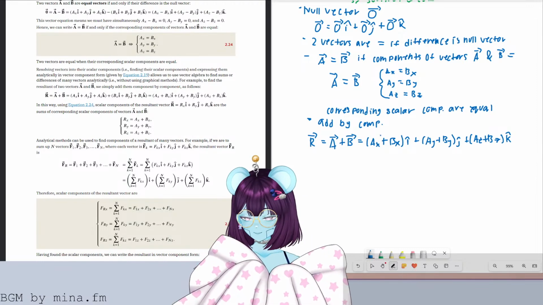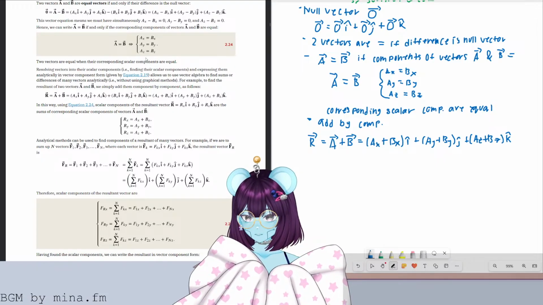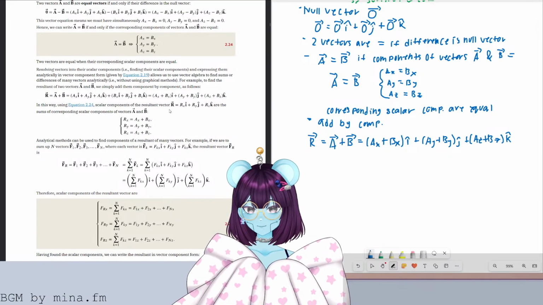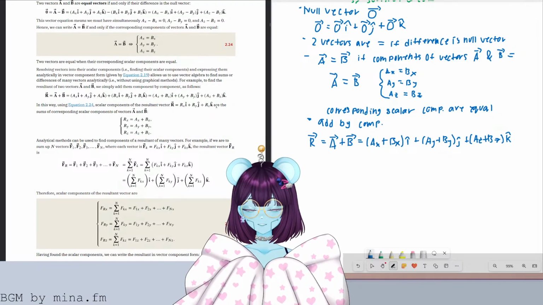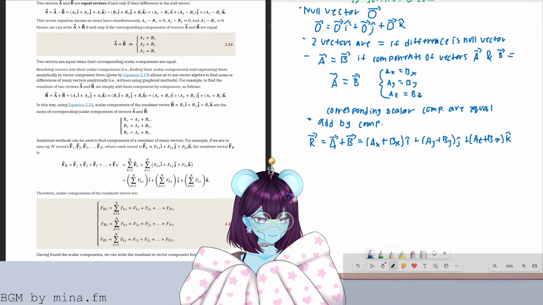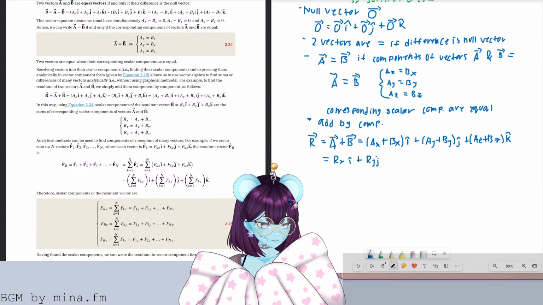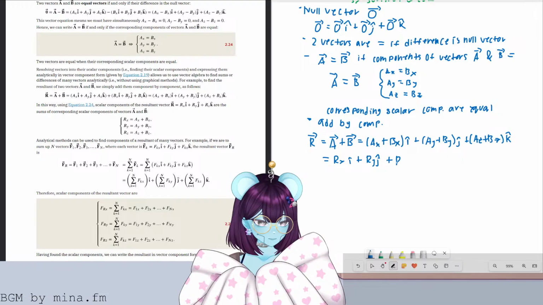There we go. In this way, by using the equation above, the scalar components of the resultant vector equal this. They are the sums of the corresponding scalar components of vectors a and b. So basically this will now equal rx i plus ry j plus rz k.